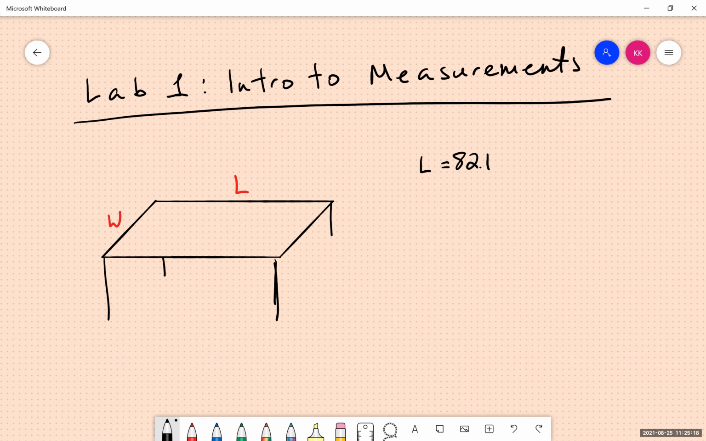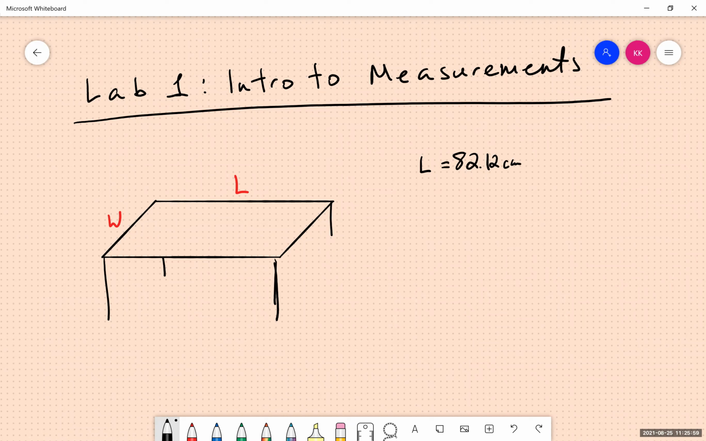The meter stick has a precision of 1 centimeter, which means the tenth of a centimeter. Those little marks on the meter stick are a centimeter apart. So the tenth of a centimeter is technically a direct measurement, but after that, anything else is pretty much an estimation. So for example, let's say I have 82.12 centimeters as a measurement.